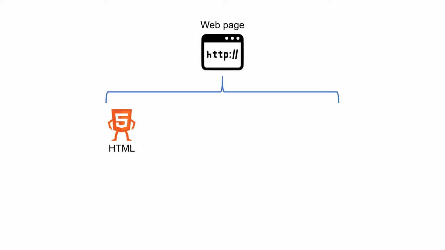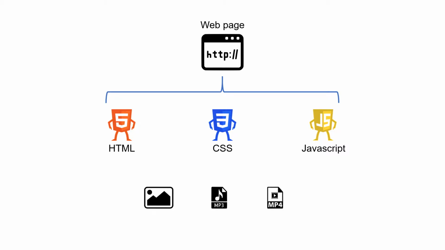Web pages, the building block of websites, are written in three languages, namely HTML, CSS, and JavaScript. Files containing instructions from these three languages, together with other resources like audio, video, images, etc., make up the web pages that users then view on the browser.